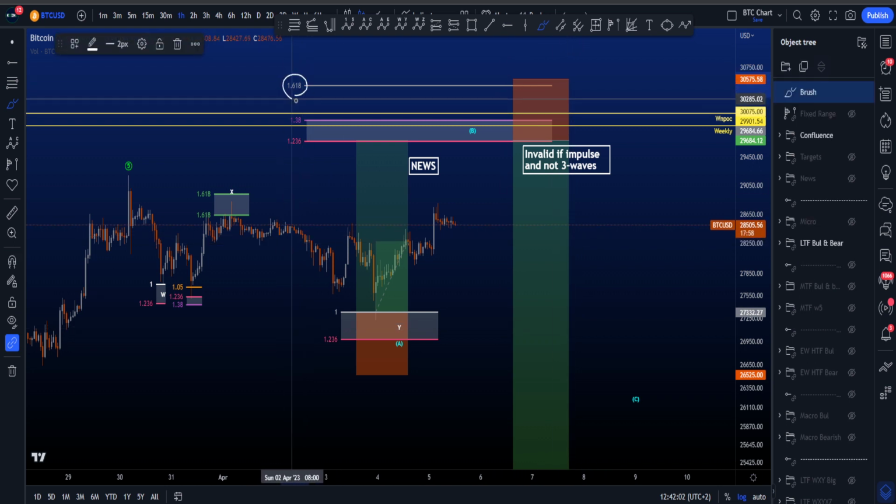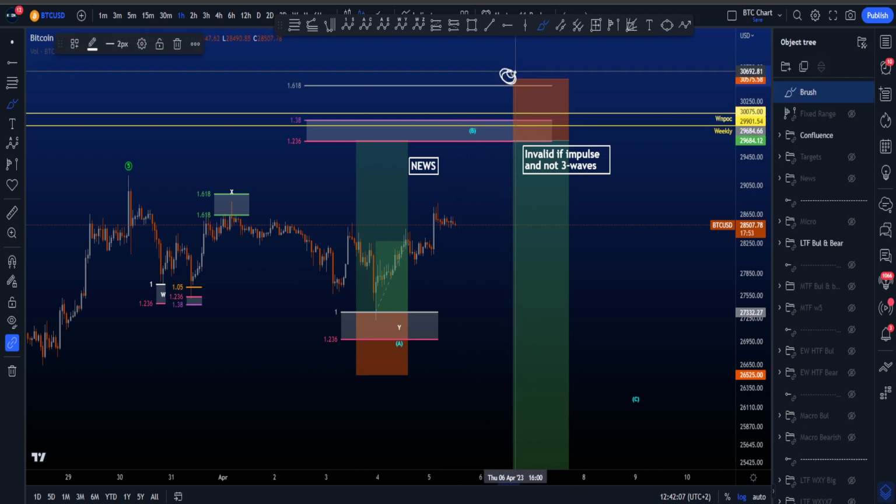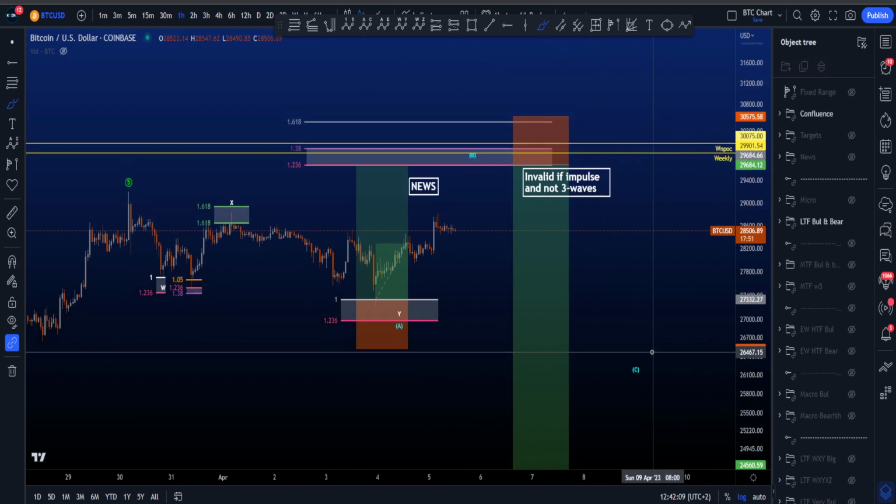The 1.618 is a rare target for wave B expanding flat, so that is why the stop loss is above this area over here, and then eventually, of course, a move to the downside.